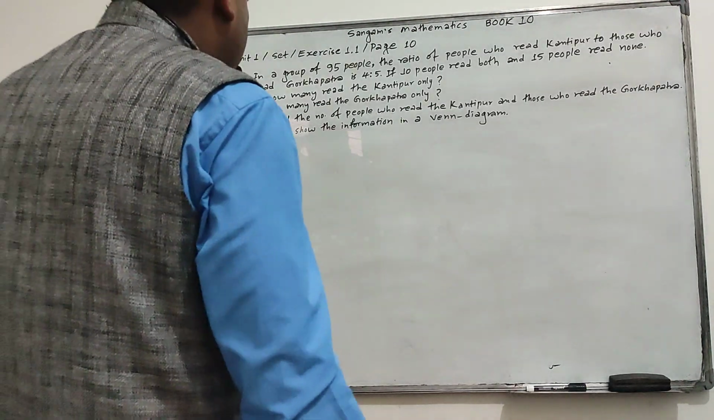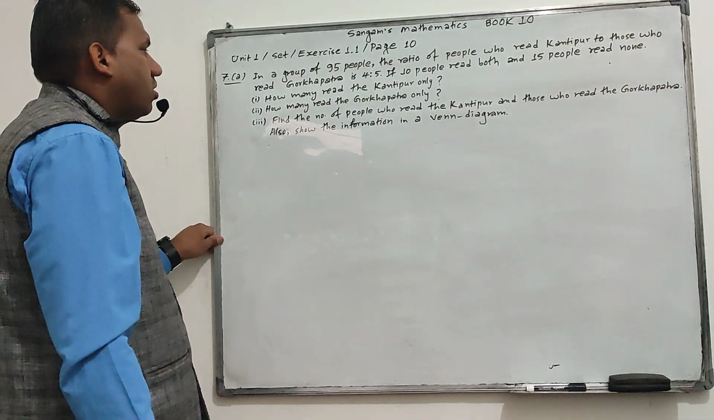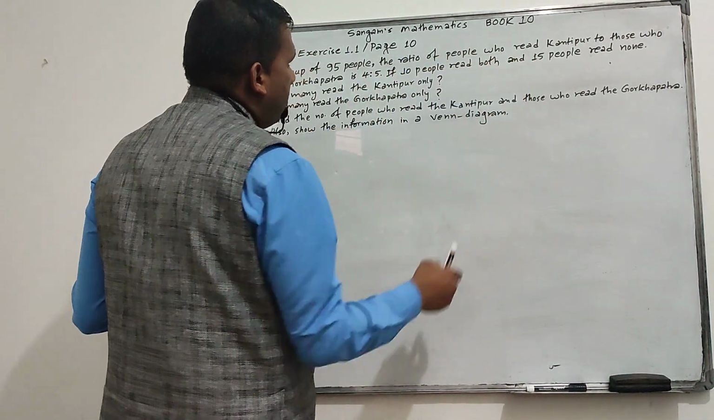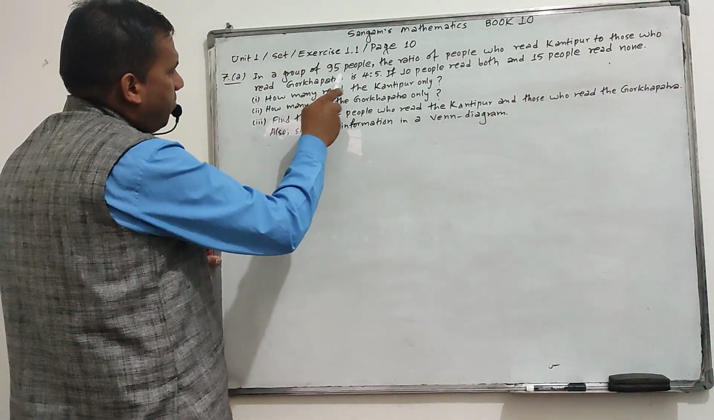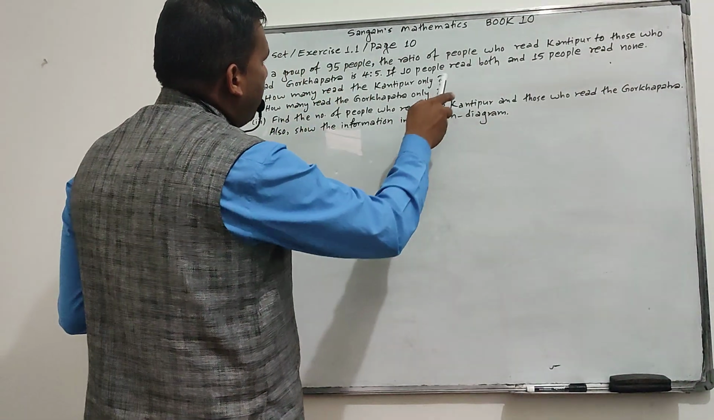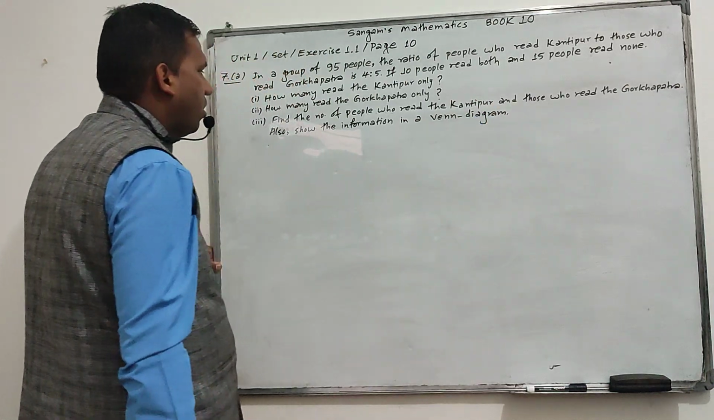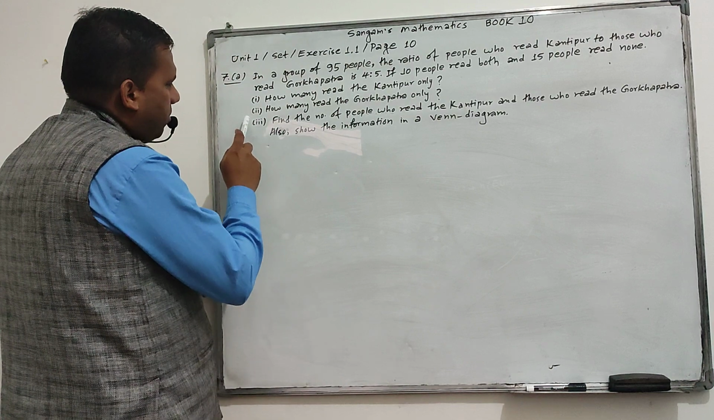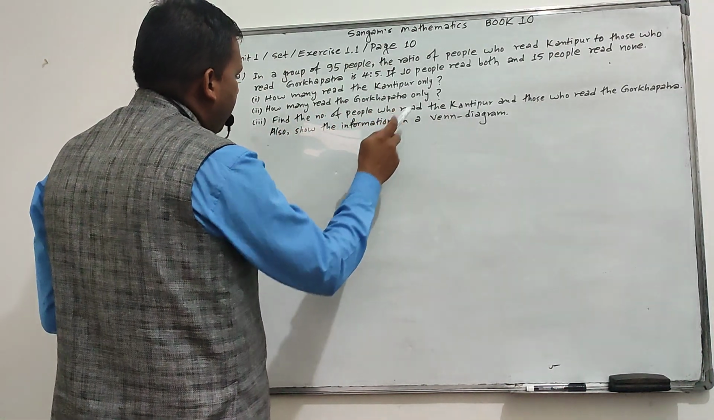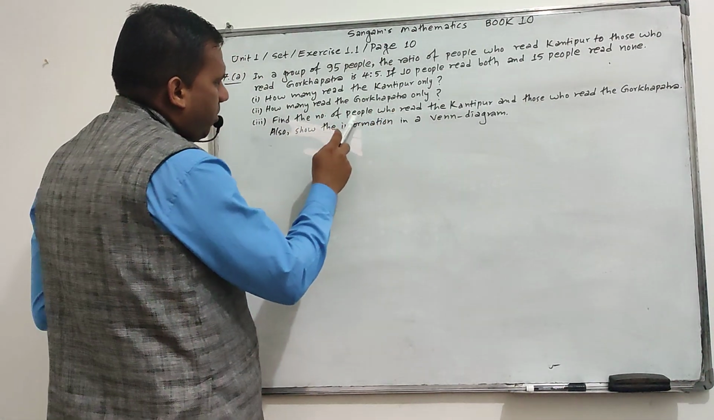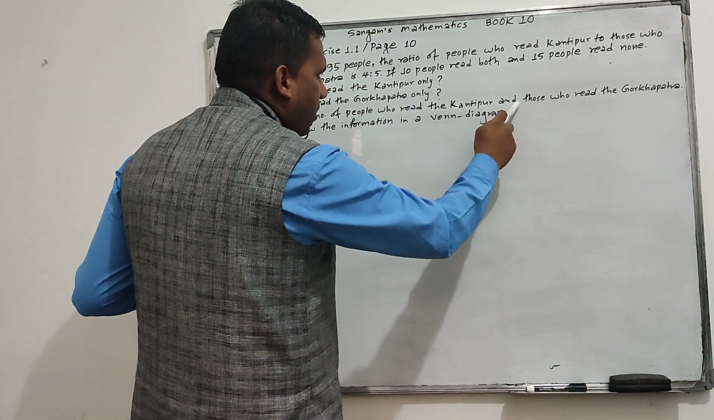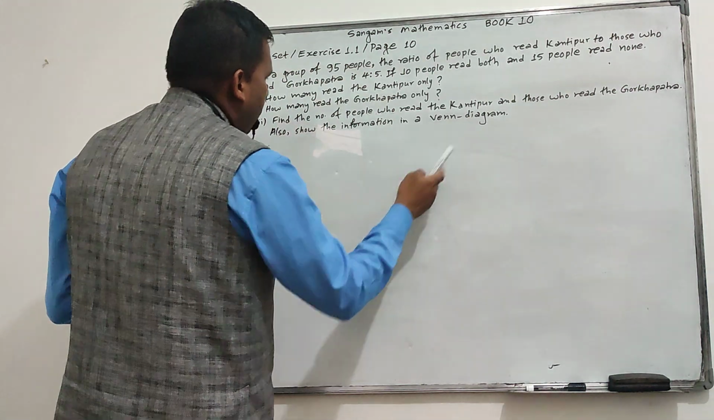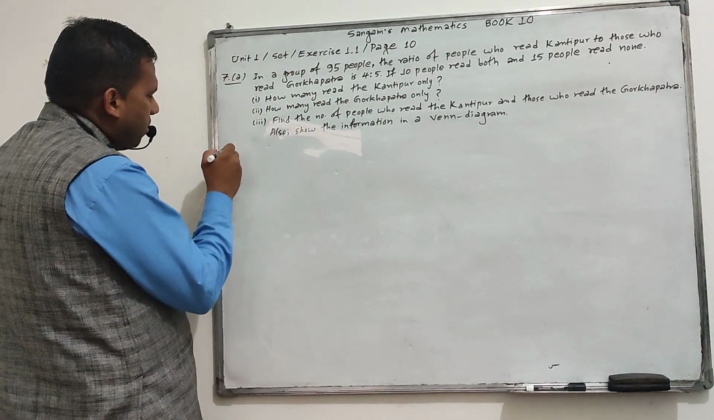Now students, we go to the next question, 7a. The question is, in a group of 95 people, the ratio of people who read Kantipur to those who read Gorkhapatra is 4:5. If 10 people read both and 15 people read none, then 1. How many read Kantipur only? Number 2. How many read Gorkhapatra only? Number 3. Find the number of people who read Kantipur and those who read Gorkhapatra. Also show the information in a Venn diagram. Let's do its solution.